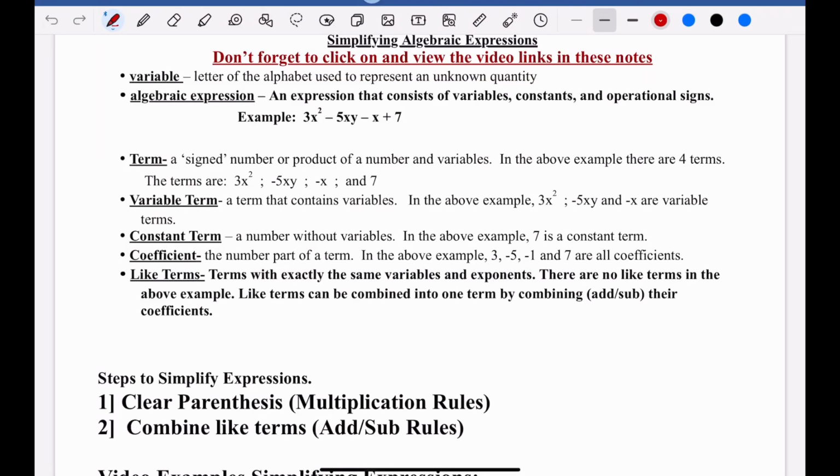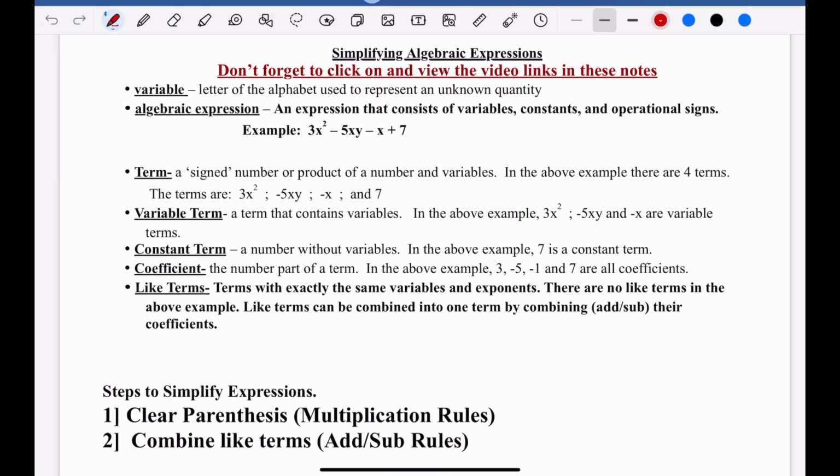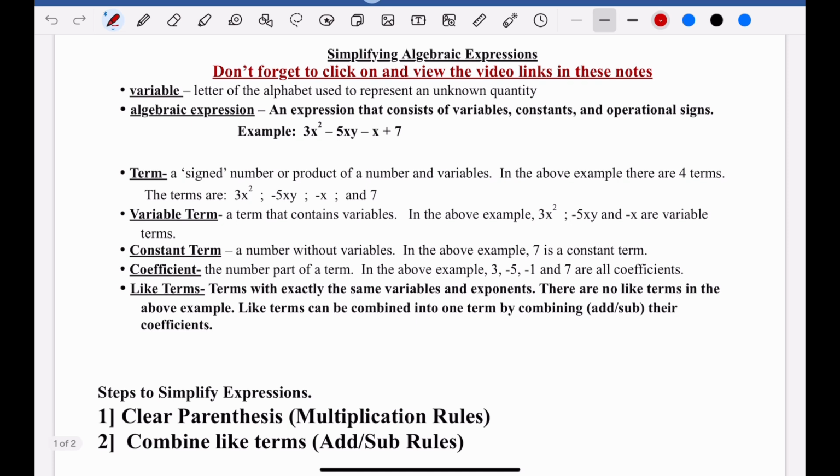In this video, I'm going to talk about simplifying expressions, but before I do that, I want to go over these definitions with you because these are words that I will be using quite often. Hopefully you've read this, and so I will go through them quickly.